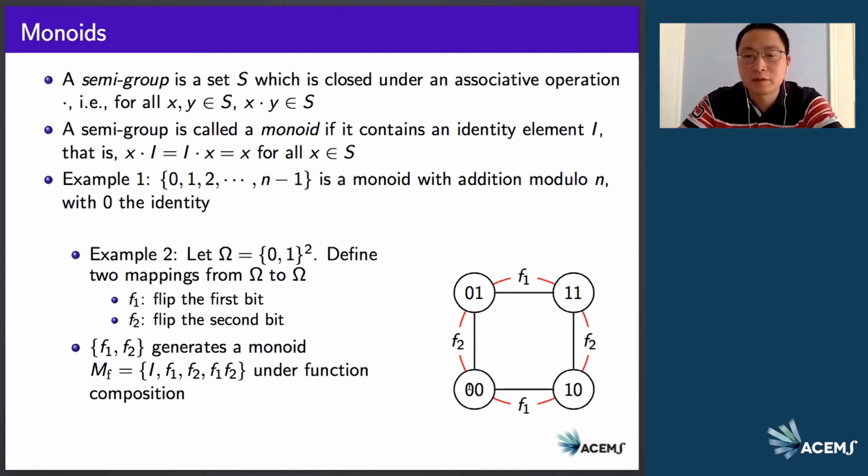For example, if we start from 00 and apply F2, which means flipping the second bit, we get 01. If we now do F1 on it, which means we flip the first bit, then we get 11. That's quite easy. You can see that F1 and F2 can generate a monoid, M_F, having these 4 elements, and the operation is just function composition.